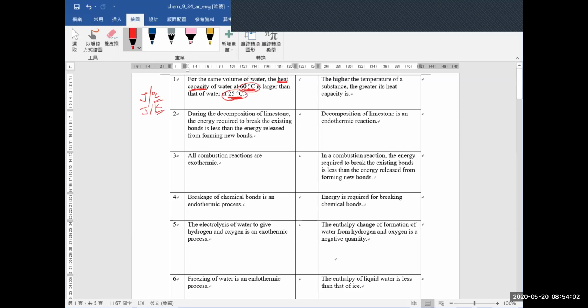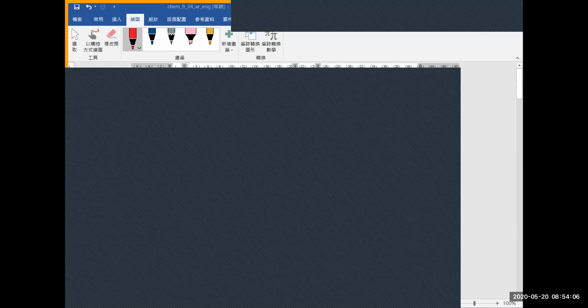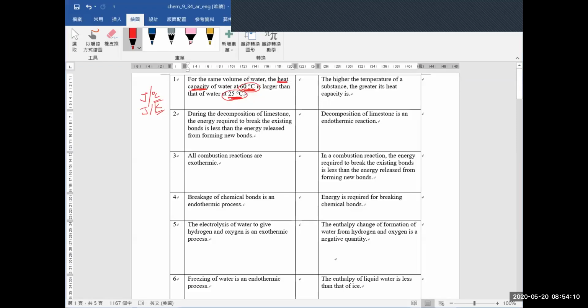So what is the answer? It's related to the material. It's also related to how heavy it is, to the mass of it. So it is cross, and the correct answer is D.